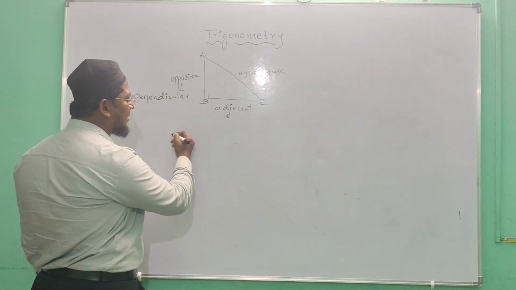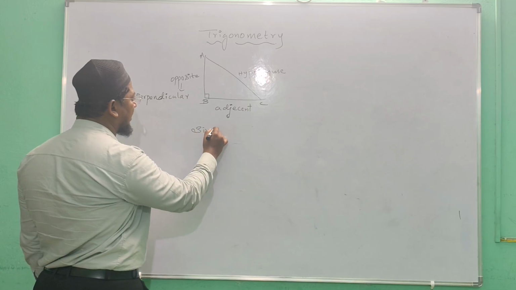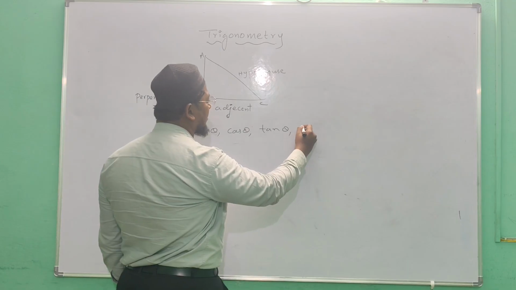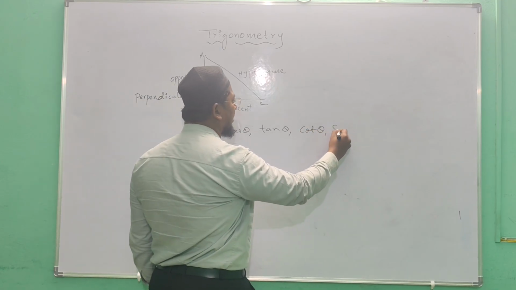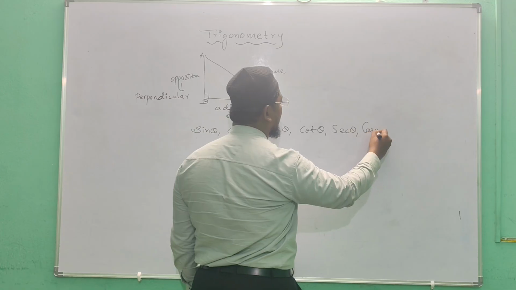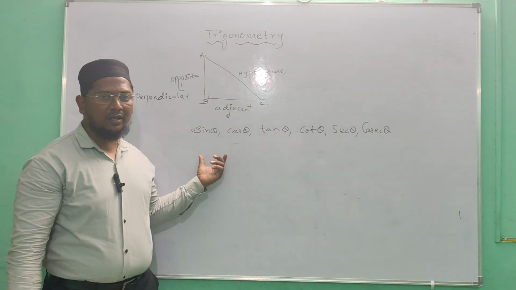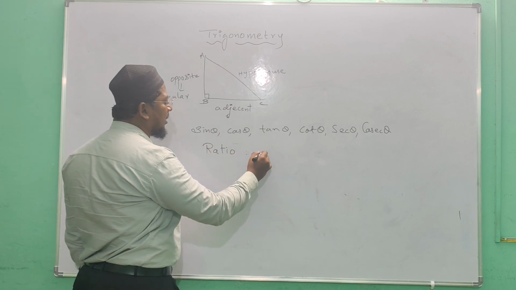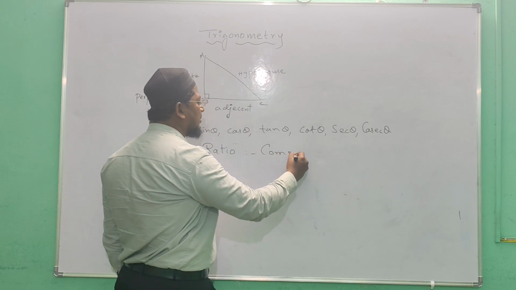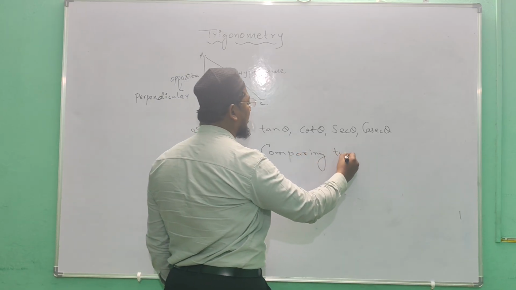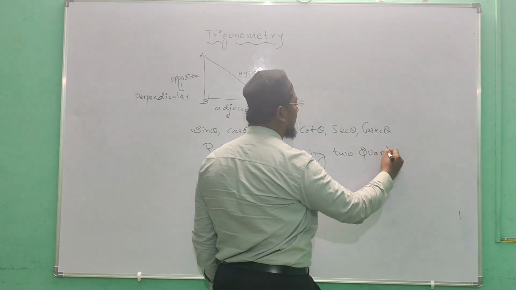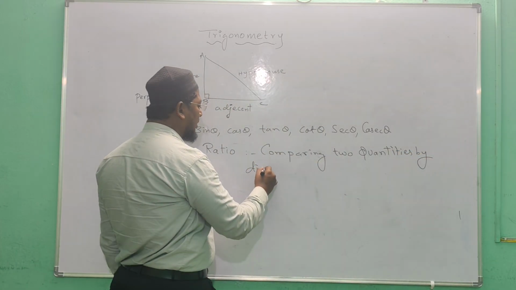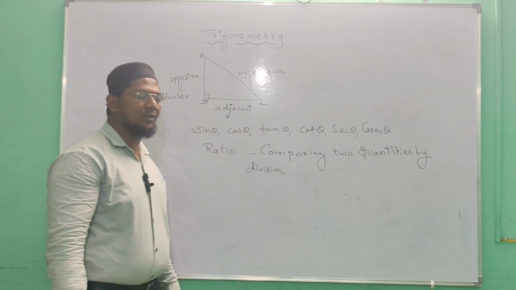So trigonometry has six ratios. The first one is sin theta, second is cos theta, third is tan theta, fourth is cot theta, fifth is sec theta, and sixth is cosec theta. So these are the six ratios of trigonometry. So what is a ratio? Ratio means comparing two quantities by division. Comparing two quantities by division, that is known as ratio.